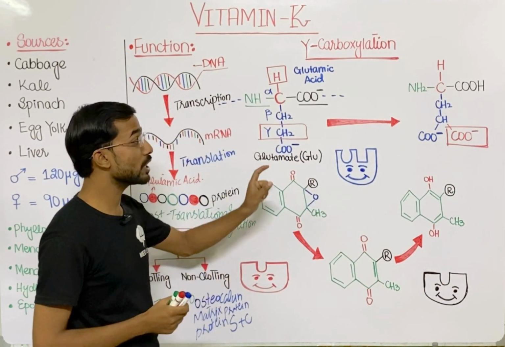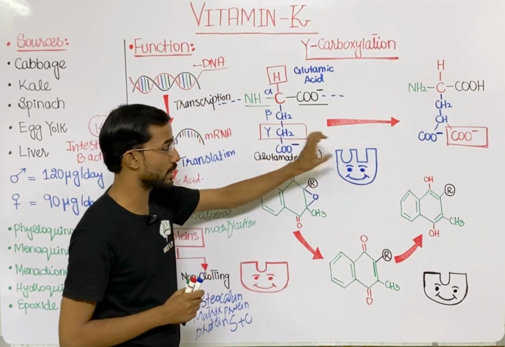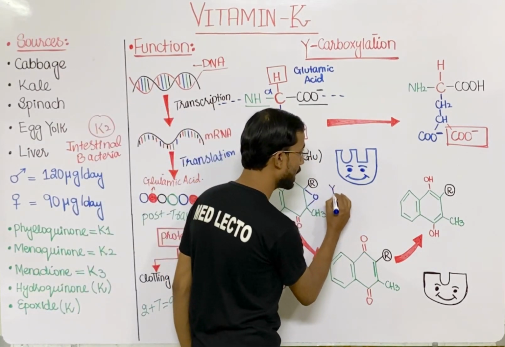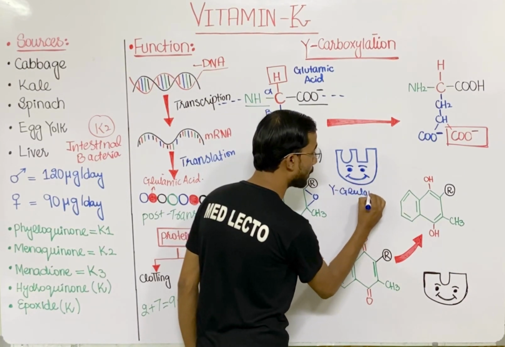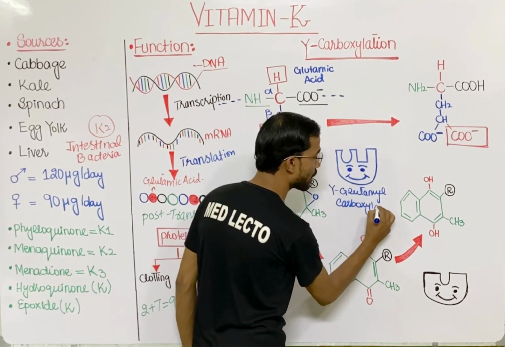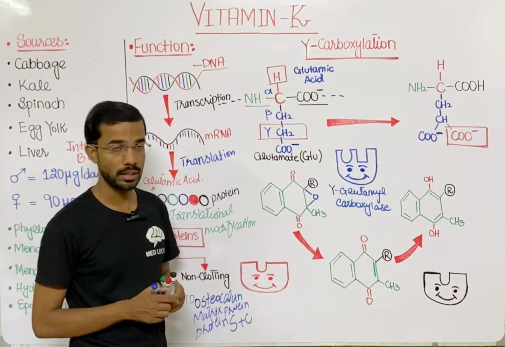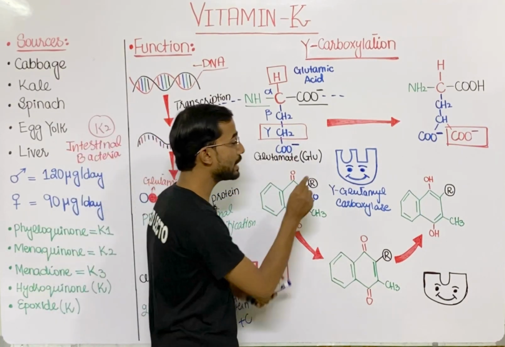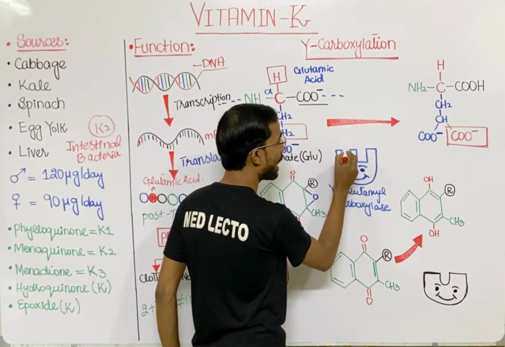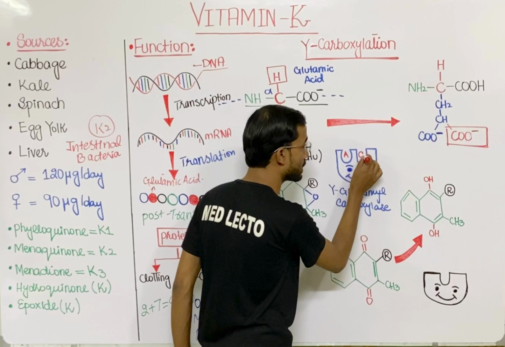But the question is, where does this carboxylate group come from? Here is the process. In this process, the most important enzyme is gamma glutamyl carboxylase. That is our most important enzyme in this process, gamma carboxylation. In the enzyme you will see two sites. First is the active site, and second is the site where you will see the attachment of the cofactor, or you can say coenzyme.